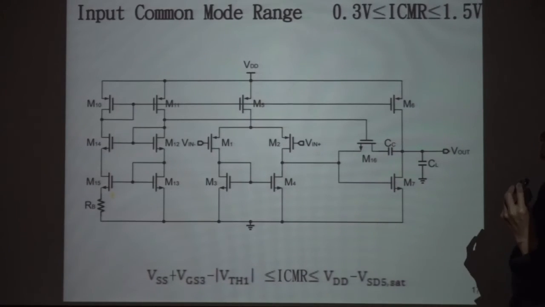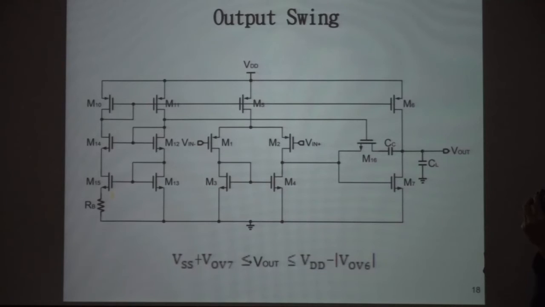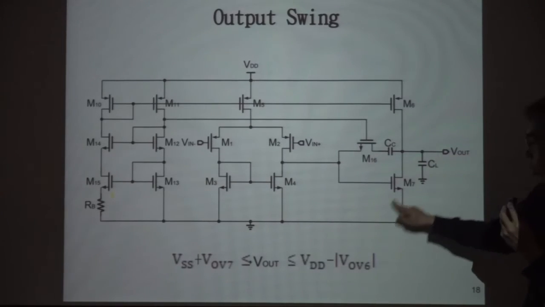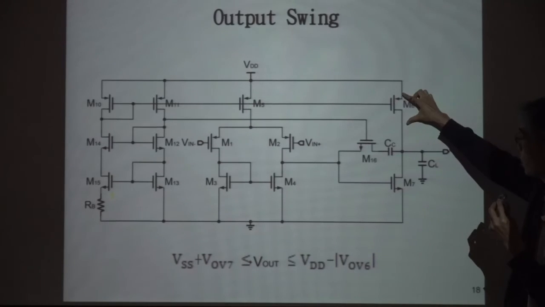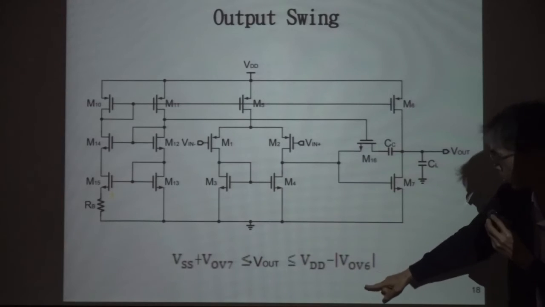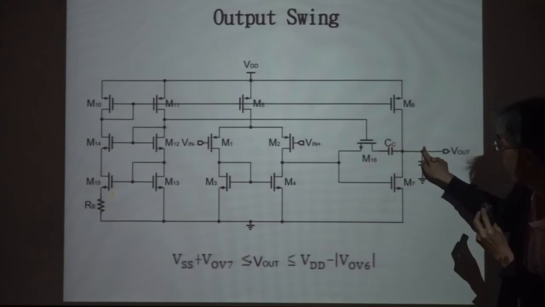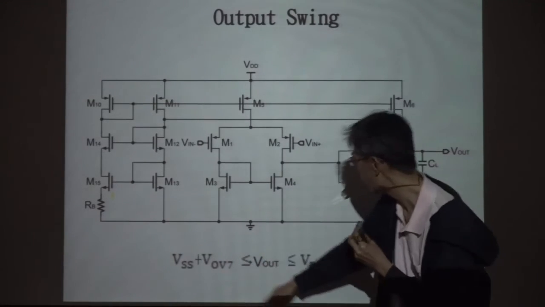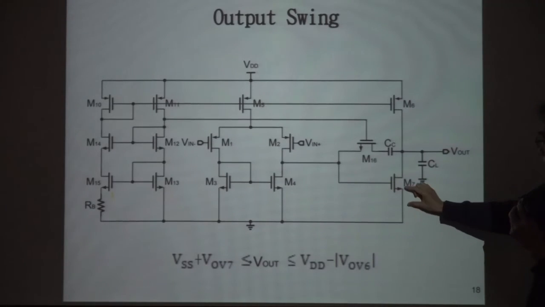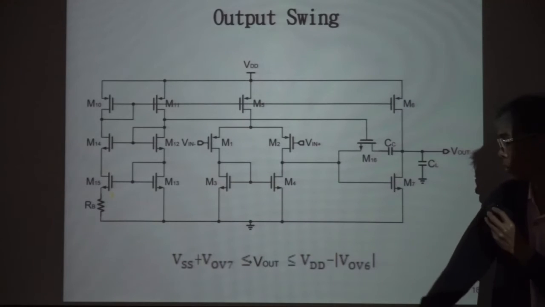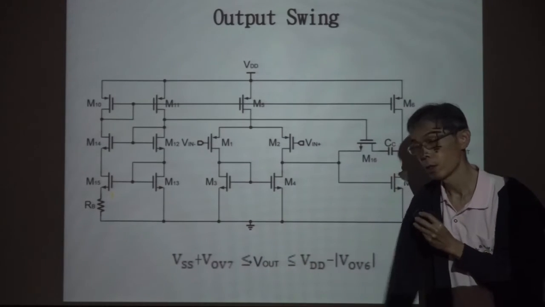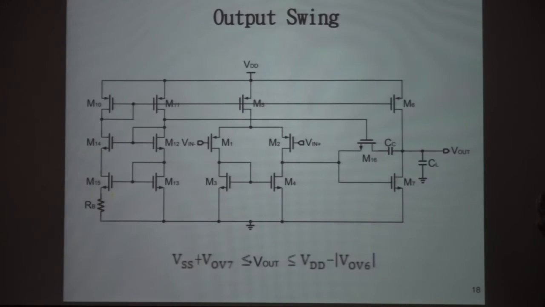Next, the output stream. This is output. See, the maximum is VDD minus VOV6. So we have the maximum output, and the minimum output is VSS plus VOV7. So this is the output stream of your two-stage. Next page.